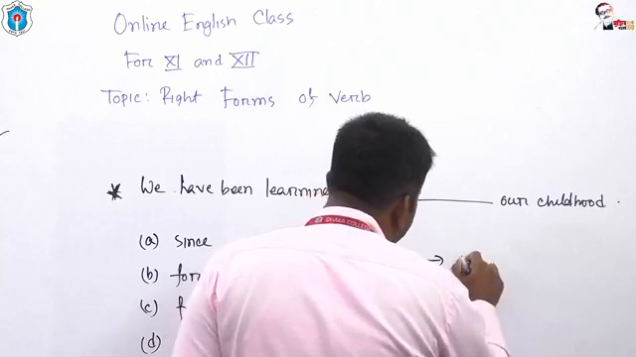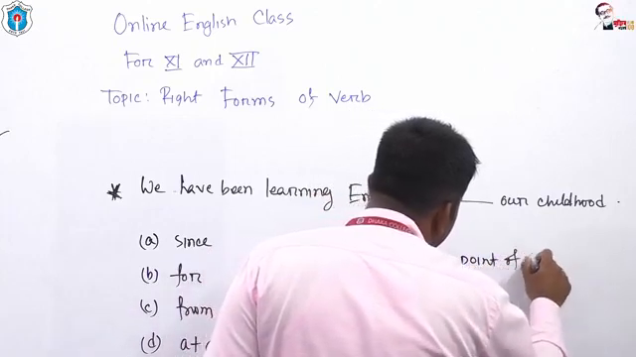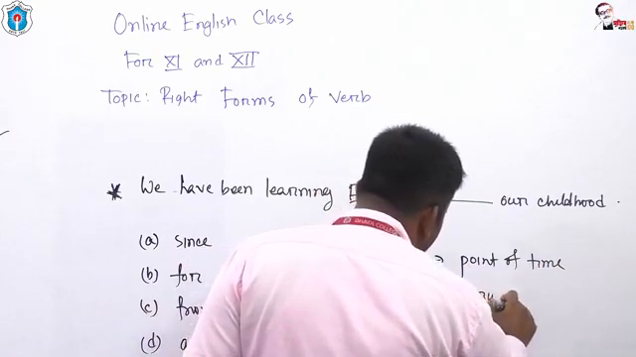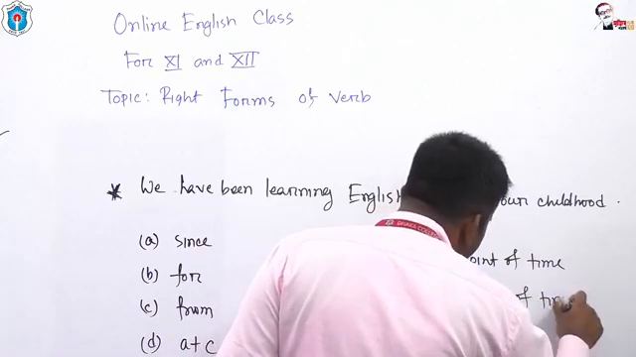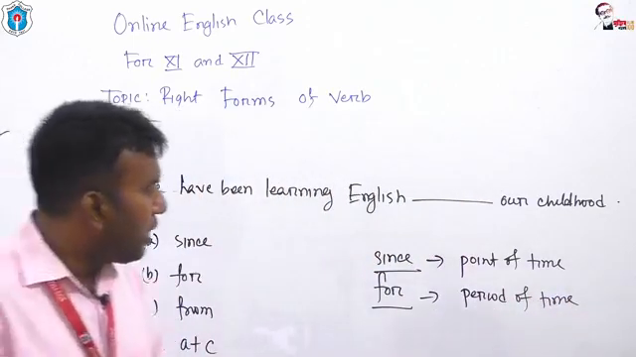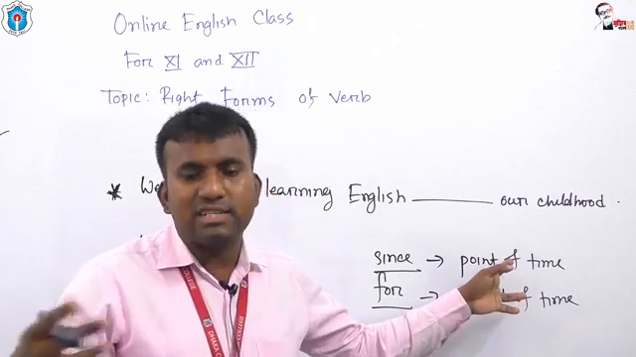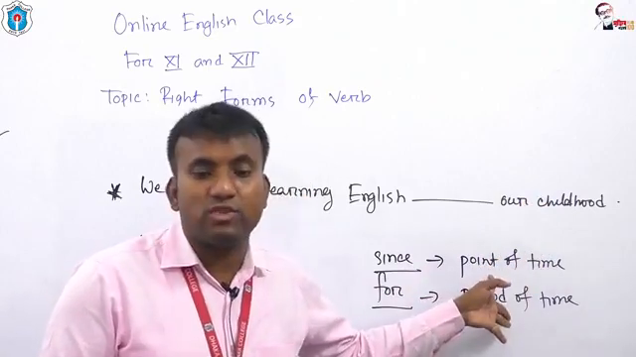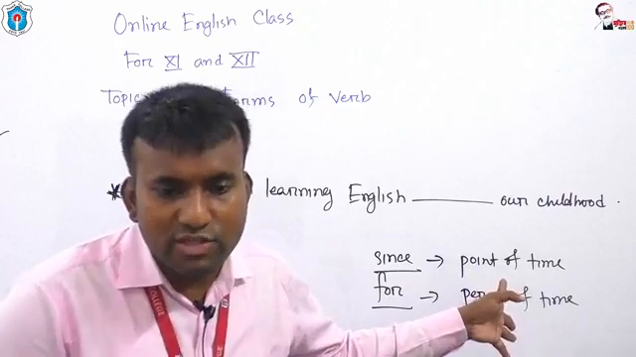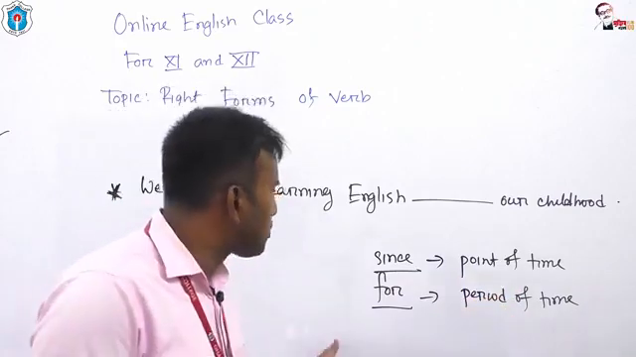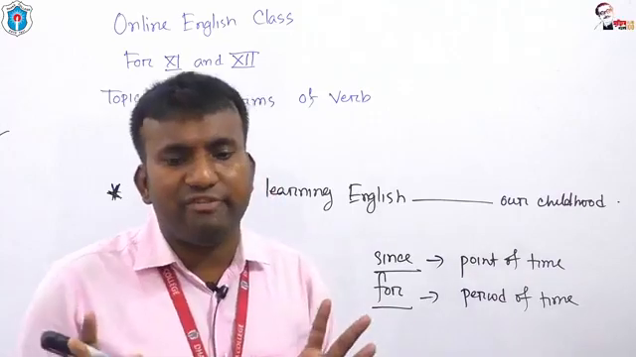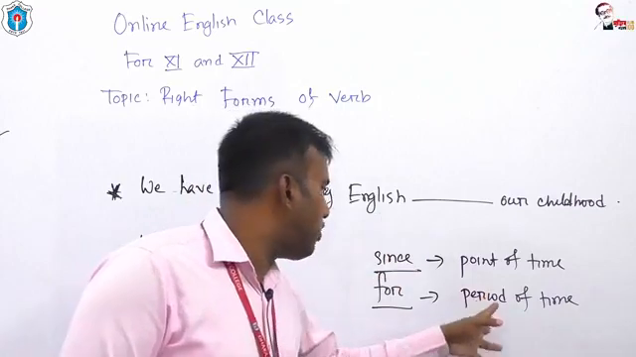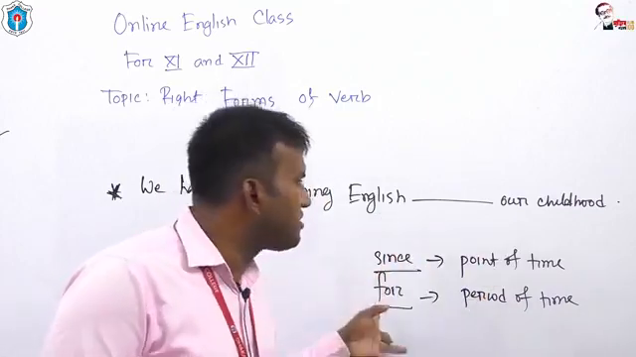For since, there will be a point of time. For for, there will be a period of time. Point of time refers to the starting, and period of time refers to the duration. So my dear students, you have two prepositions for present perfect continuous tense. The first one is since, the second one is for. For a period of time you have to use for, for a point of time you have to use since.